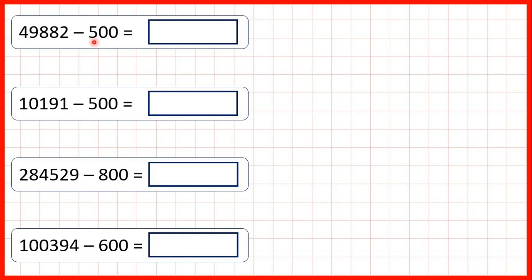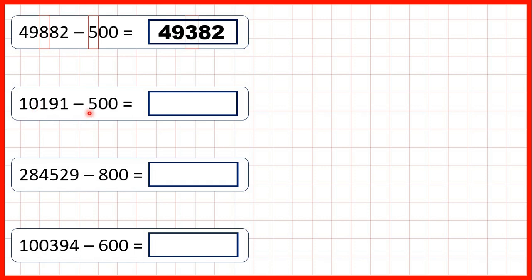Now we need to subtract a multiple of 100. So if we highlight our hundreds digits, we have 8 minus 5. So our hundreds digit will change to a 3. All of our other digits will stay the same. So our answer is 49,382.